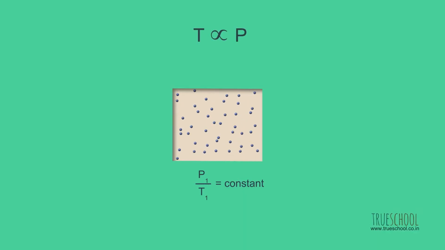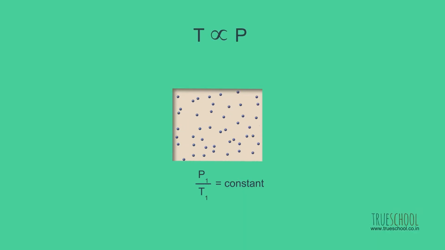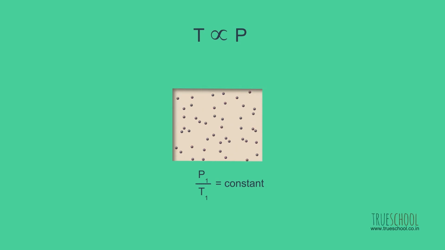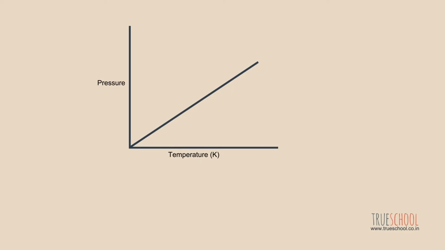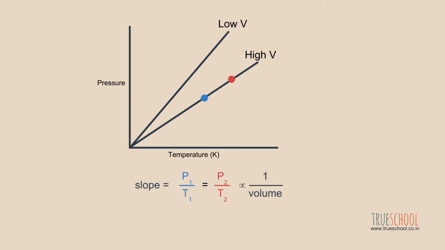Next, we will relate temperature and pressure. When we increase temperature, keeping other variables constant, the average velocity of the particles increases and they apply greater pressure on the container walls. The ratio of pressure and temperature remains constant given the other variables are unchanged. This phenomenon can be depicted using this graph. This is called Gay-Lussac's law. On this line, the slope, that is pressure by temperature, remains constant. We can draw a similar curve for lower volume too.